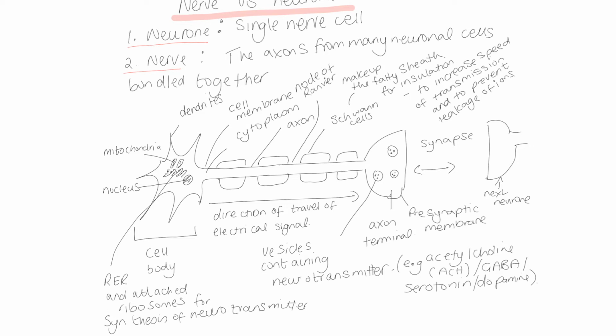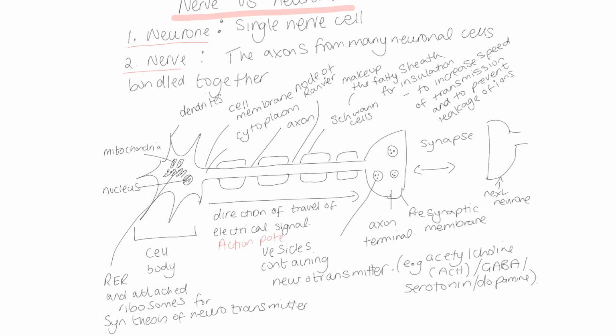It has the ribosomes attached to its rough endoplasmic reticulum, which are also important for protein synthesis, in this case of the neurotransmitter and other cellular contents. It's then got the axon. The axon is the long, thin bit of the cell that we're all familiar with when we think about neurons, and the electrical signal, which from this point forward we're going to call the action potential, because that's the term that we use to describe the electrical signal that is generated and transmitted down neurons.